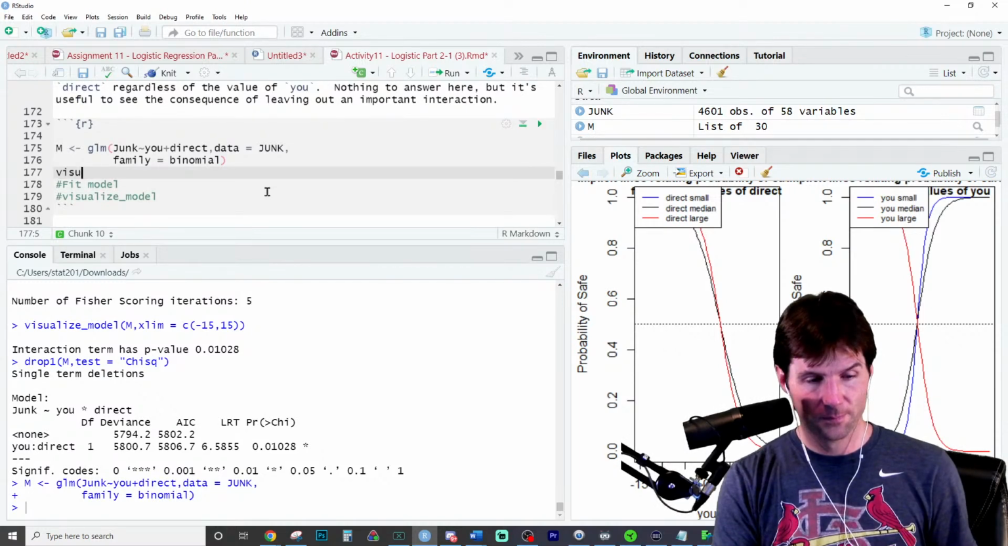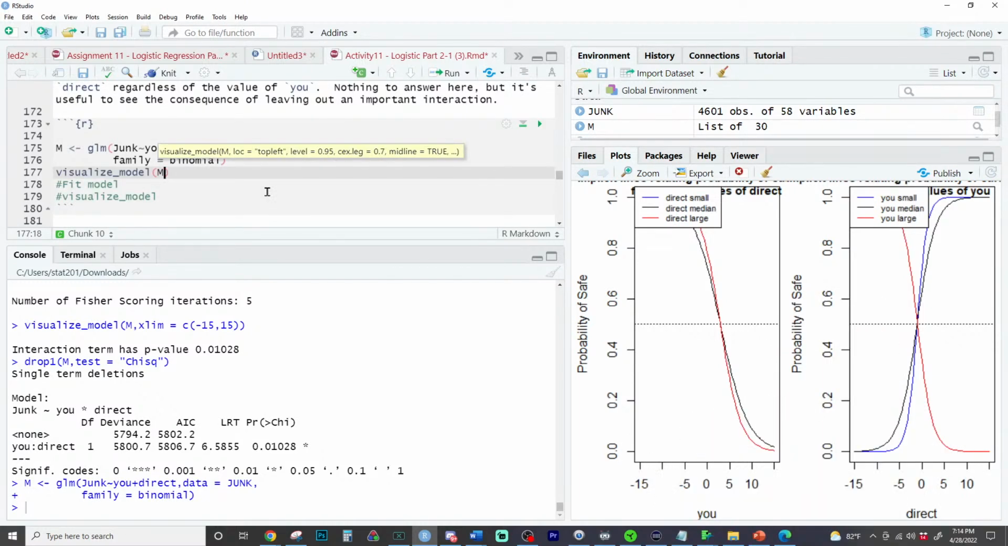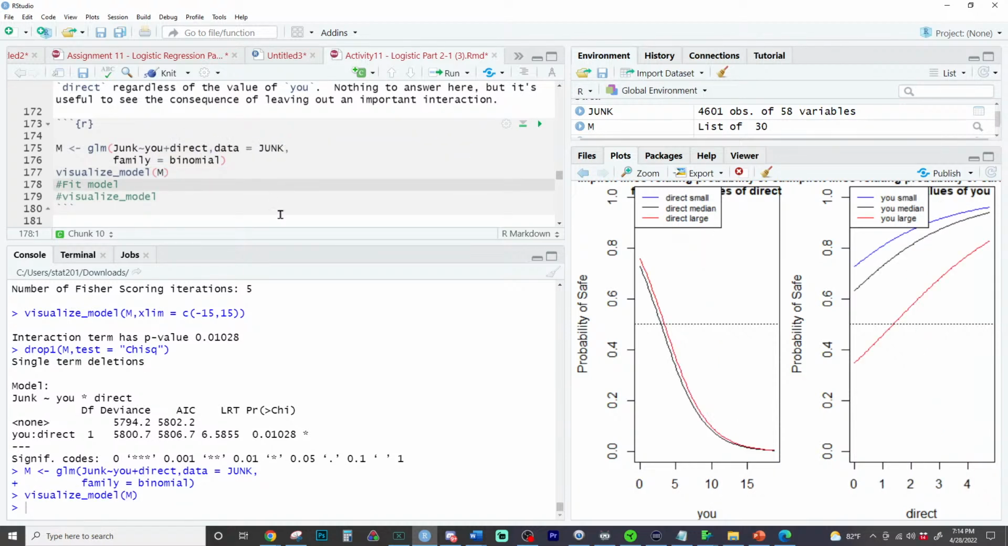No interaction. And with no interaction, all the S's are what to each other? Because it doesn't matter. With no interaction, all the S's would be what to each other? Oh, I didn't do the XLIM on it. All the S's are parallel.